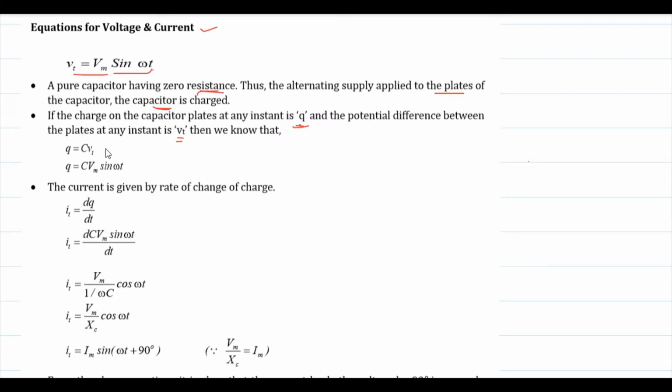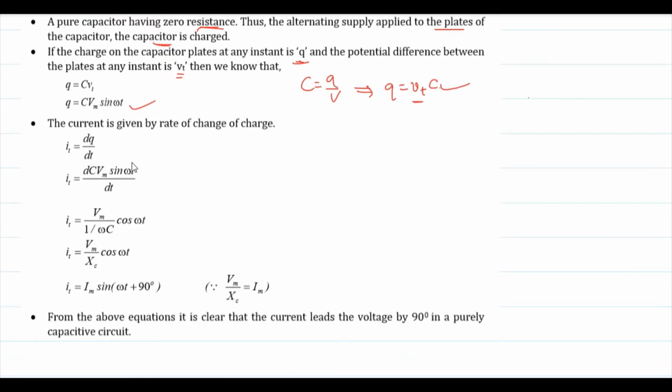then as we know from previous classes, the capacitance C is given by q by V. So q is equal to Vt into C, where C is the capacitance of the capacitor. If you substitute the value of Vt, you will get q equal to C Vm sin omega t. Then to calculate the current, we already know that current is the rate of flow of charge with respect to time.